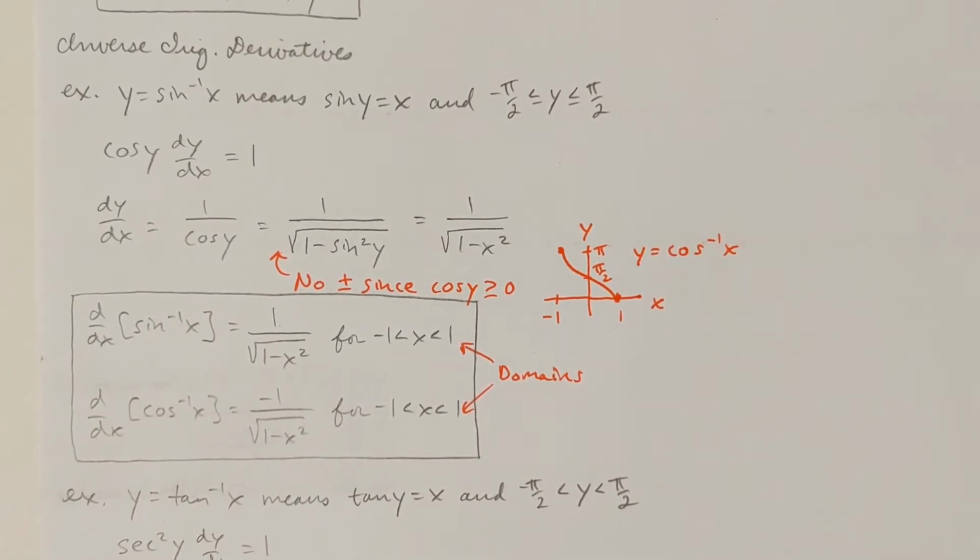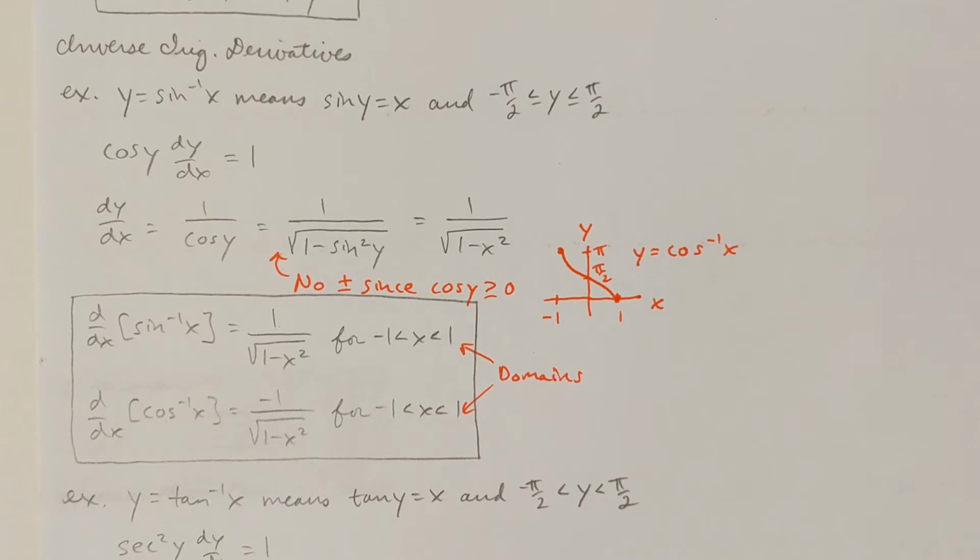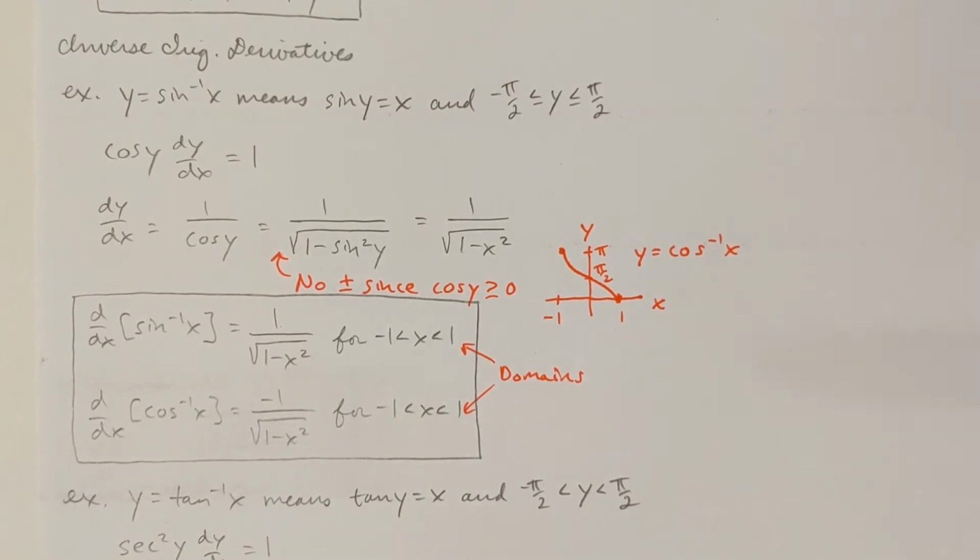Also in this chapter, we're going to have to be familiar with the derivatives for the inverse trig functions. Now we know the derivatives of the trig functions. Of course, inverse trig functions are completely different, right? So y equals sine inverse of x means that sine of y equals x for values of y that are ranging between negative pi over 2 and pi over 2.